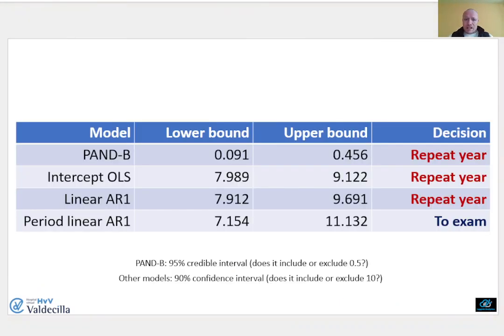And when we apply the 4 models to this second candidate, we see that band B yields an interval, in this case completely below 0.5, which means that we can conclude sufficient evidence for the assumption that this candidate's level is below the standard. Of the other 3 models, only the period linear model, which tends to result in the widest confidence interval, might give the candidate the benefit of the doubt, and in this sequential setup allow the candidate to participate in the exam.